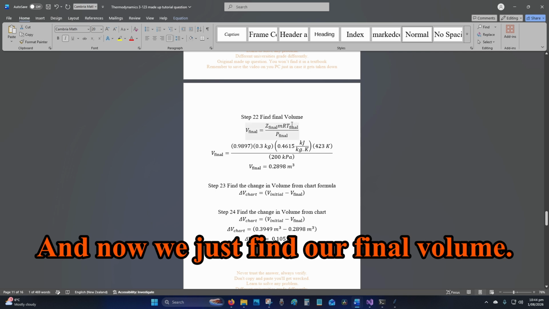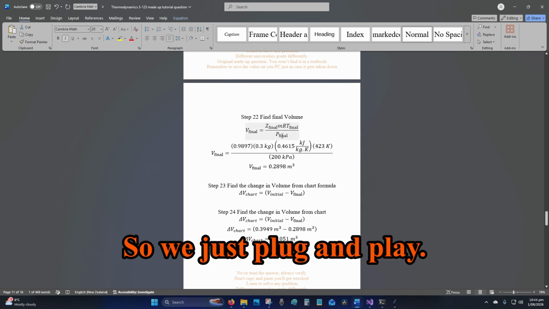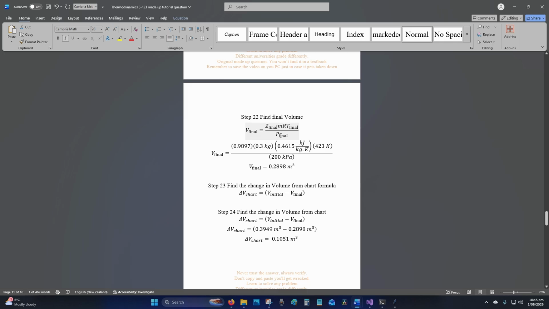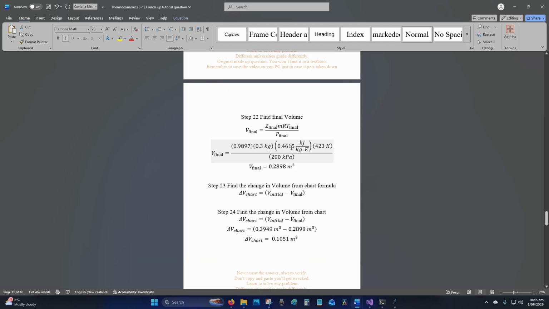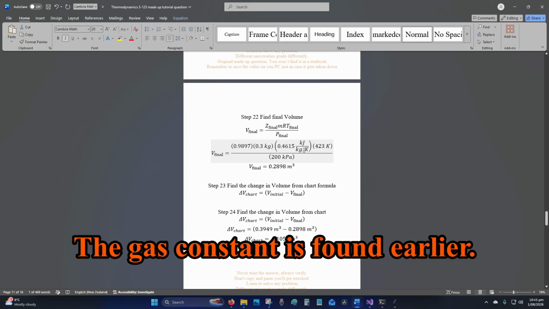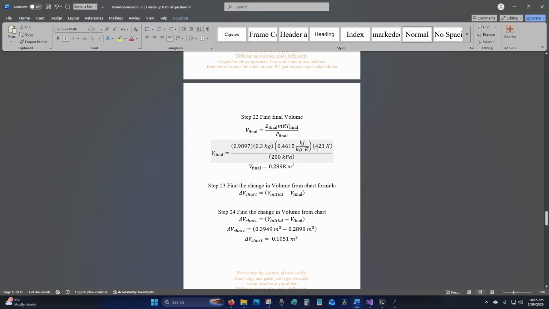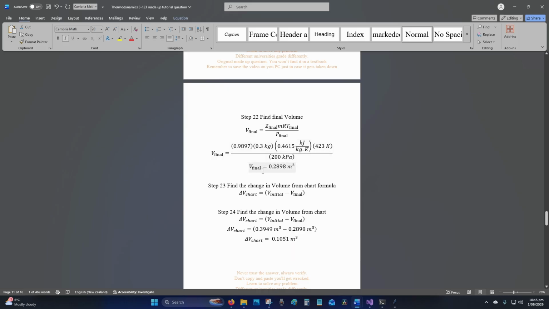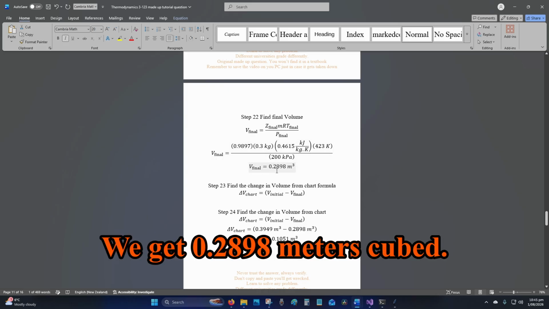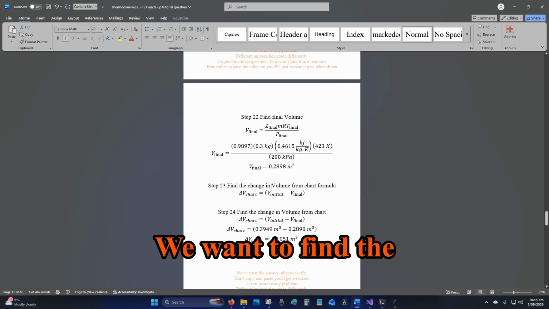And now we just find our final volume. So we just plug and play. We've got our final Z factor. We've got the same mass given in the question. The gas constant is found earlier. Final temperature. We get 0.2898 meters cubed.